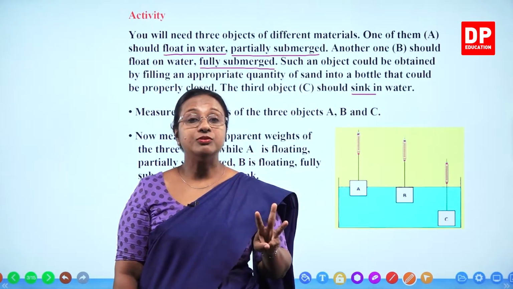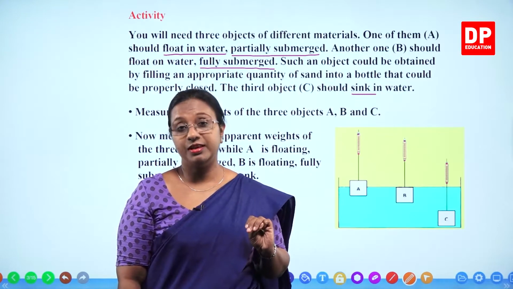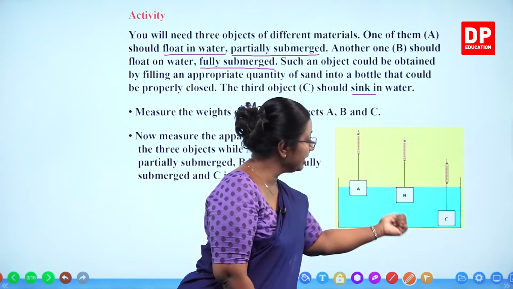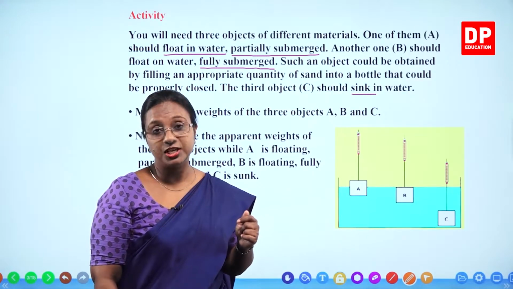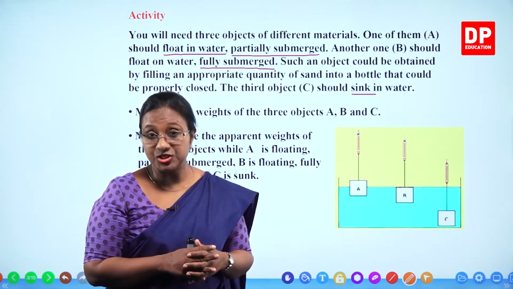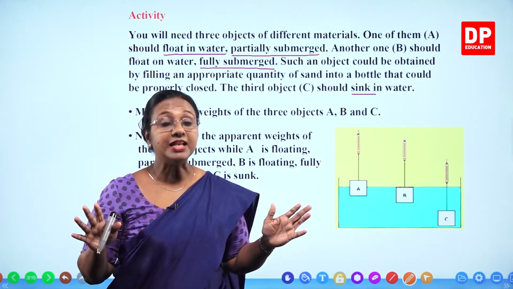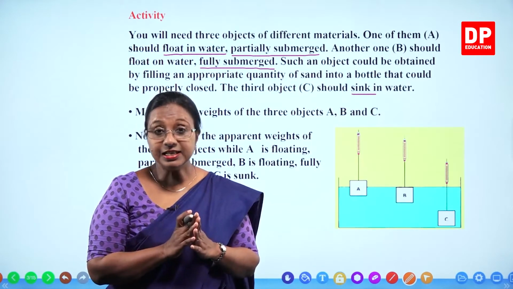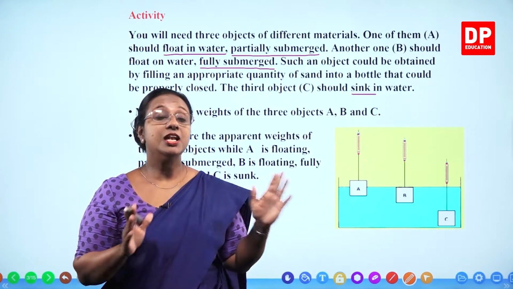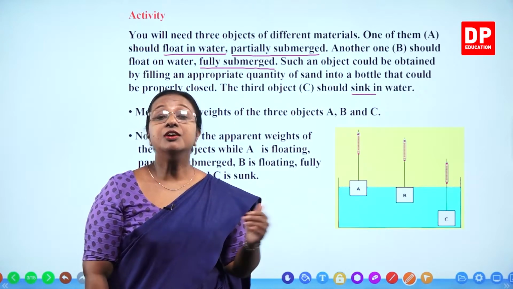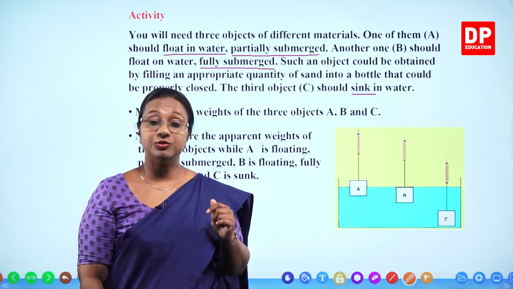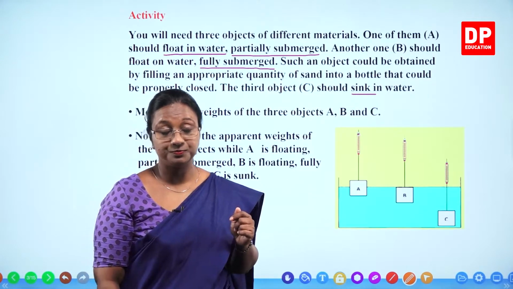So, you will need to take 3 sets of readings for objects A, B and C, one in air, one when it is partially or completely submerged in water. Is that clear to you? So, that is the method of the activity. Now, let us go to the lab and do this activity. Thereafter, we will fill the data into the table that is given to you.